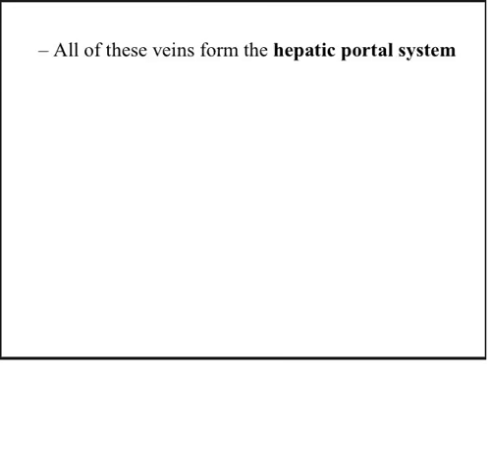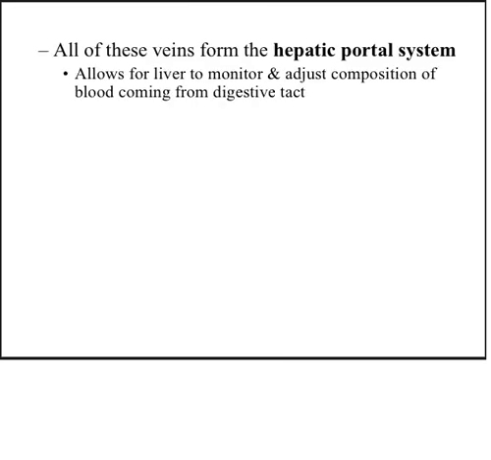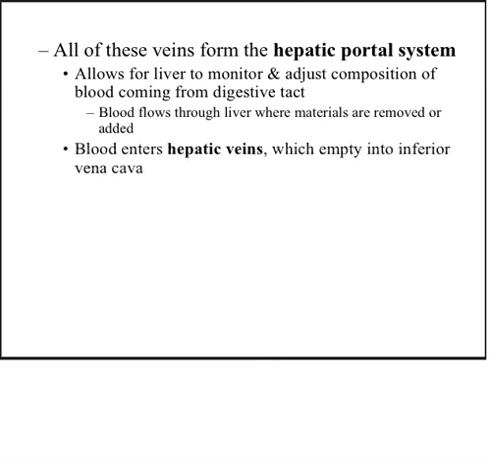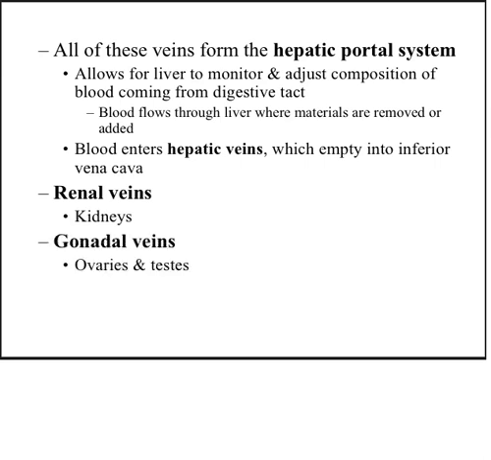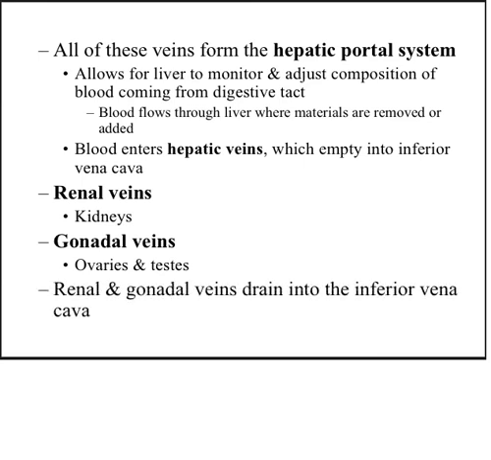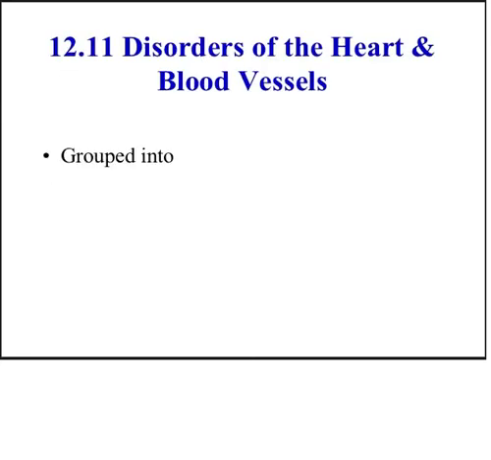Okay, all of these veins form the hepatic portal system that lets the liver monitor and adjust the composition of blood coming from the GI. The blood flows to the liver where materials are removed or added. The blood then enters the hepatic veins, which empty into the inferior vena cava, which heads back up to the heart. The renal veins drain the kidneys, while the gonadal veins drain the ovaries in females and the testes in males. The renal and gonadal veins drain into the inferior vena cava.